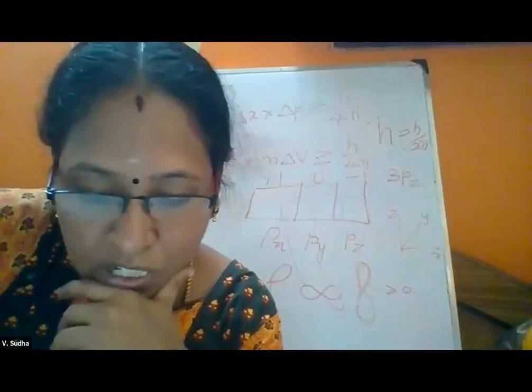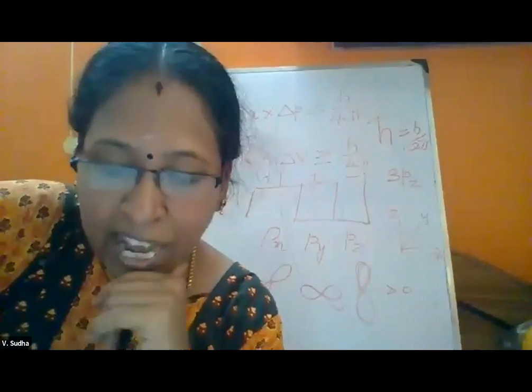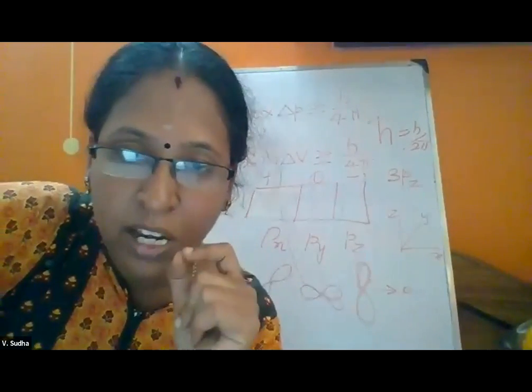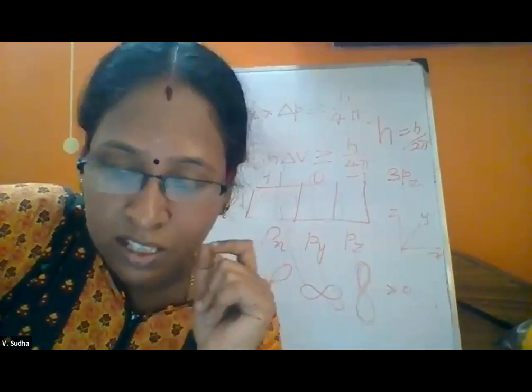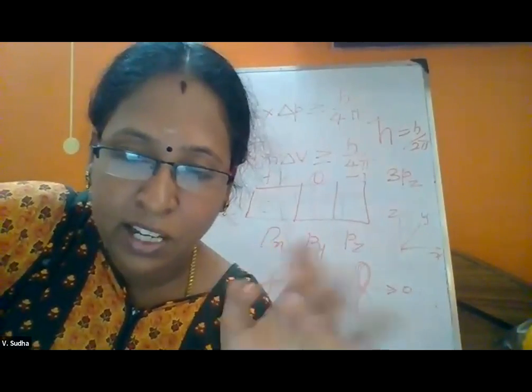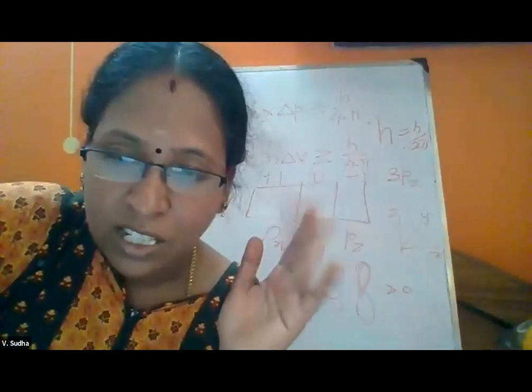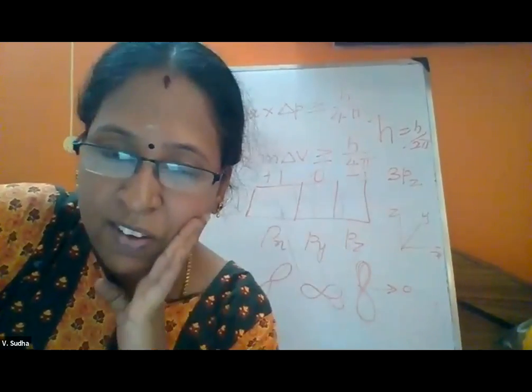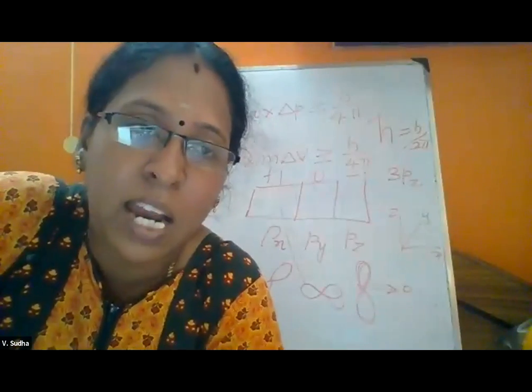Please repeat the question. Calculate the energy in joule corresponding to light of wavelength 45 nanometer. That is the question. So E is equal to hc by lambda.